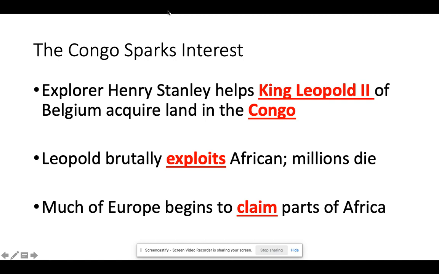And we know that Leopold acquired this for his own personal gain. He didn't even acquire this colony to actually help out his nation. It was strictly for himself. It was for his own personal greed. But he presented this as, I'm here to spread Christianity.